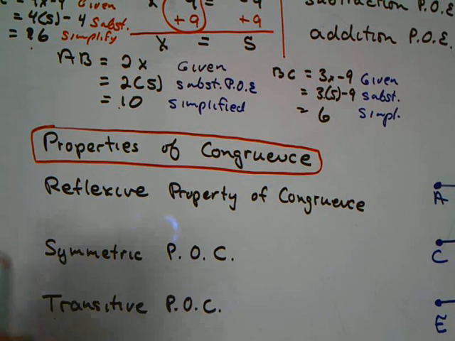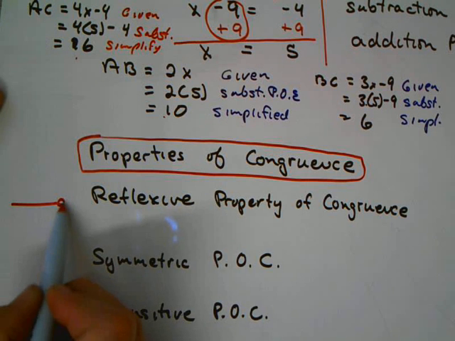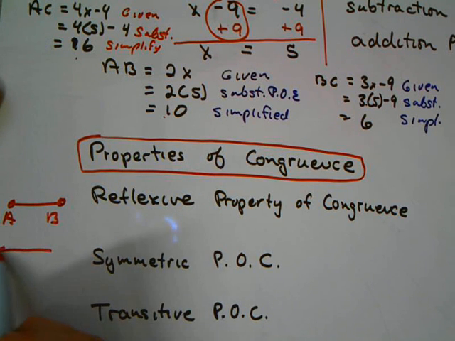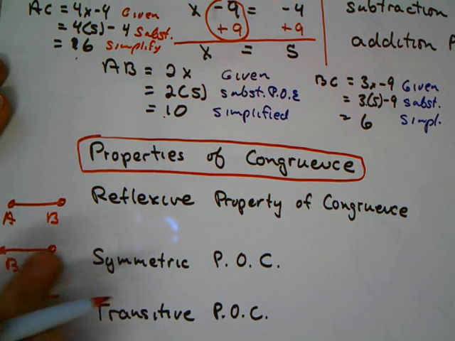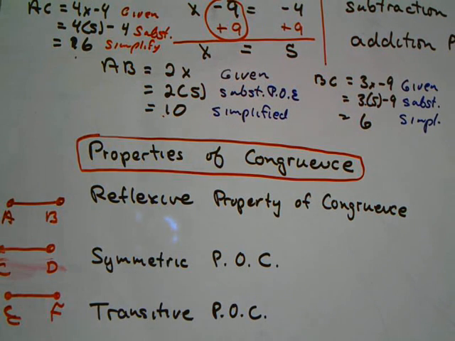Okay. Reflexive property of congruence. I guess that's not going to fit on here, so let's come over here and let's say I've got a segment A to B. I've got another segment B to C. And I've got a third segment. Shouldn't have the same letter for 2 endpoints. So C to D and E to F. Okay? So I got 3 segments here.